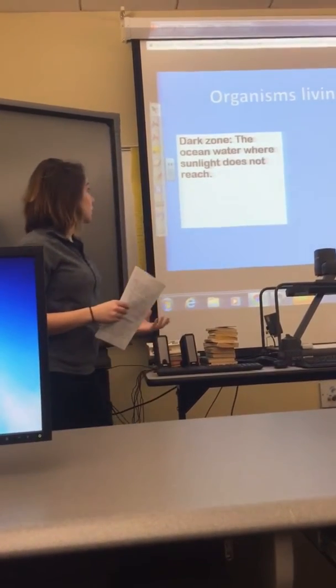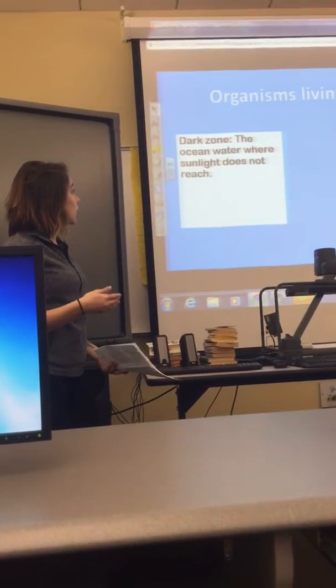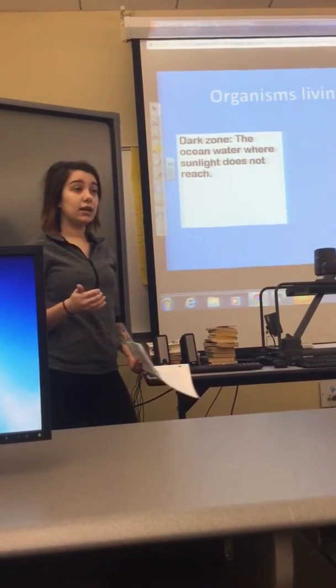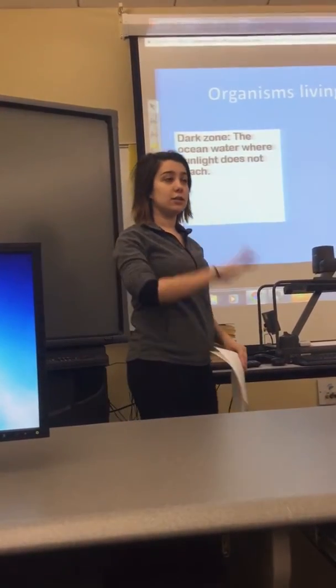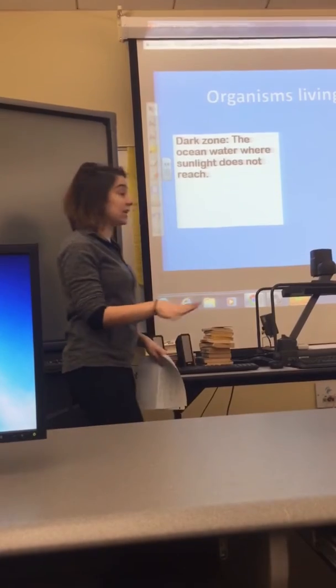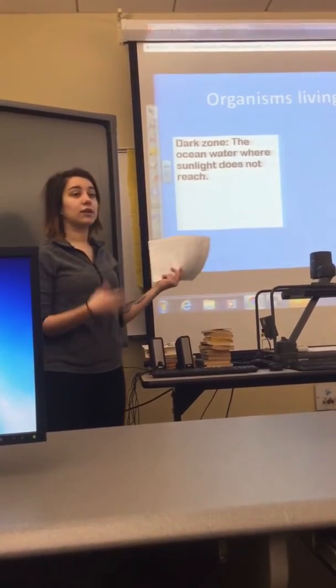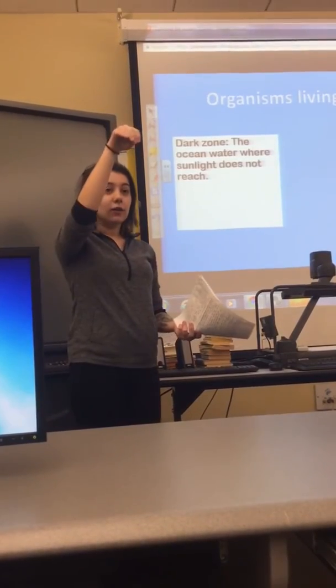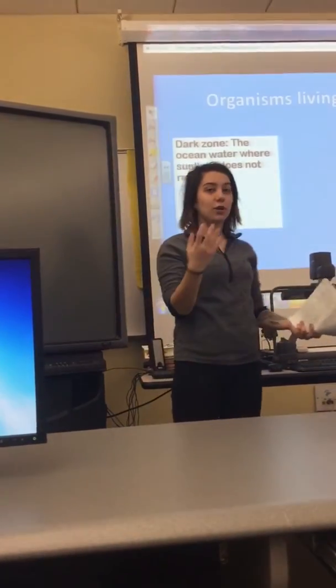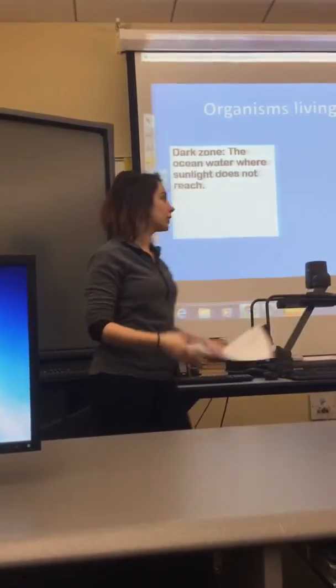And then we have the dark zone, which is where sunlight does not hit the ocean water. So this is where it's dark. These are the deep, dark parts of the ocean. This is where we can't see. And something that lives here is, like I discussed earlier, the anglerfish. This is the one with the little light bulb in front of him or her, and they can swim around and they can see where they're going.